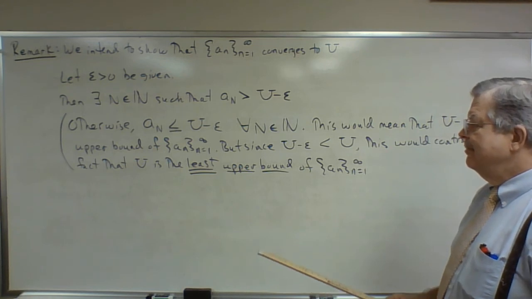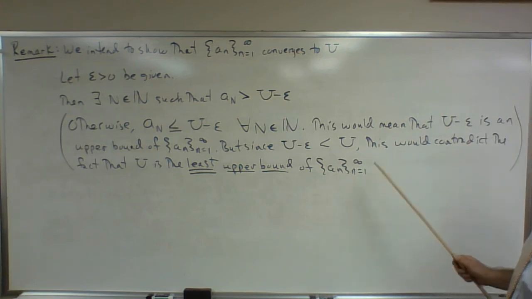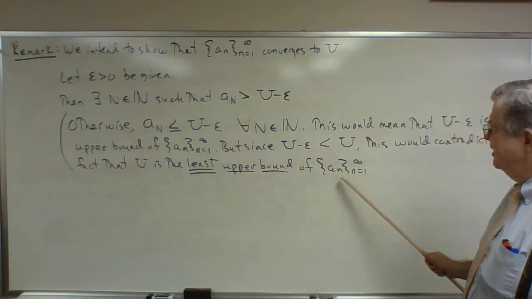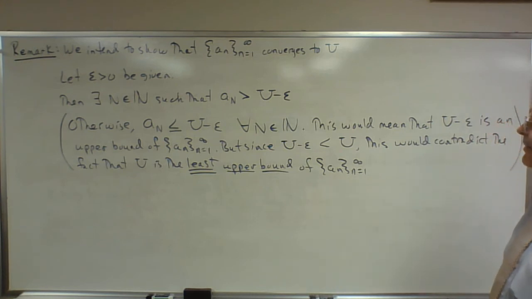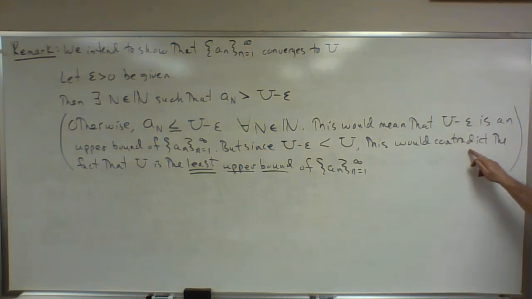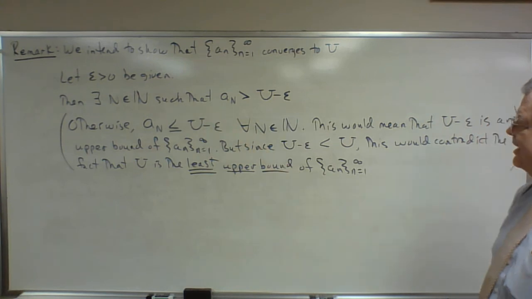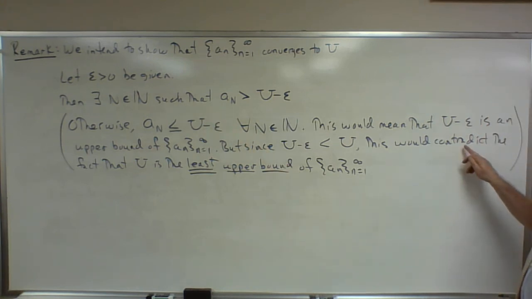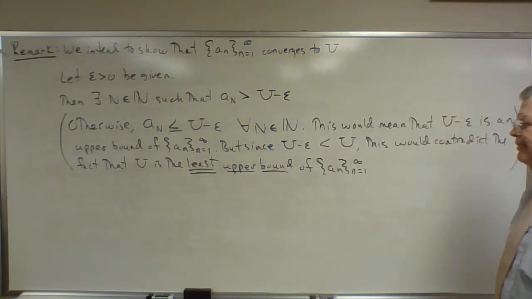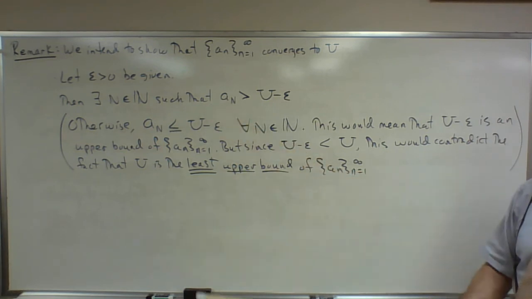But wait a minute. U minus epsilon is less than U, and U is supposed to be the least upper bound of this sequence. It gives us a contradiction. If this isn't true, then that contradicts the fact that U is the least upper bound of the sequence. So this thing has to happen.